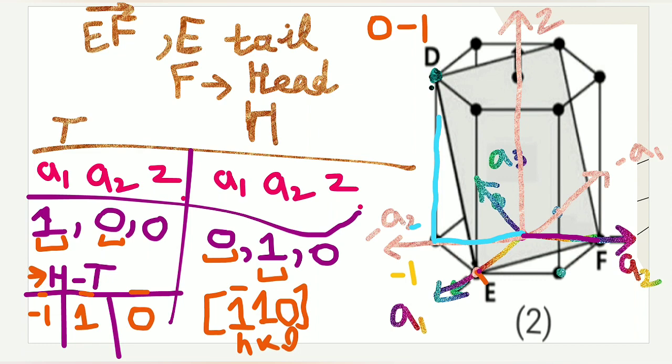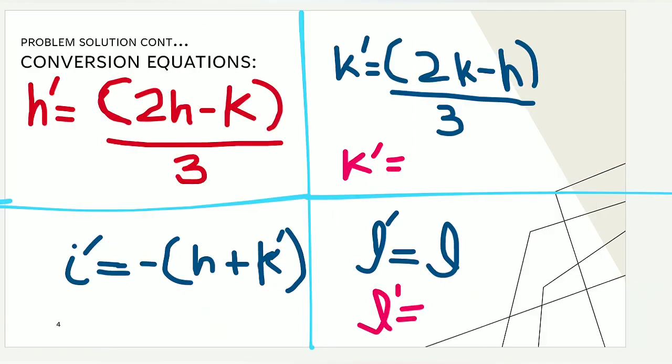Now we'll use these transformation equations, conversion equations, to find out Miller-Bravais indices when we know the Miller indices. We know the Miller indices, right? The Miller indices that we got were 1 bar, 1 and 0. H is minus 1, K is 1 and L is 0. So by looking at the Miller indices, we can easily find out what L prime will be. It will be equal to 0.